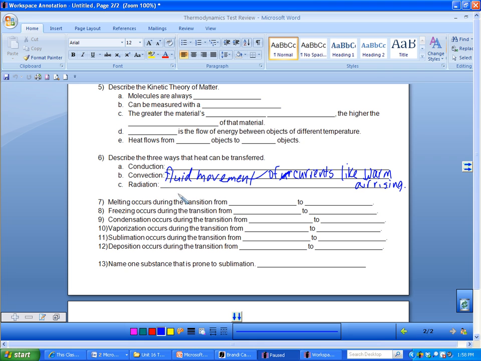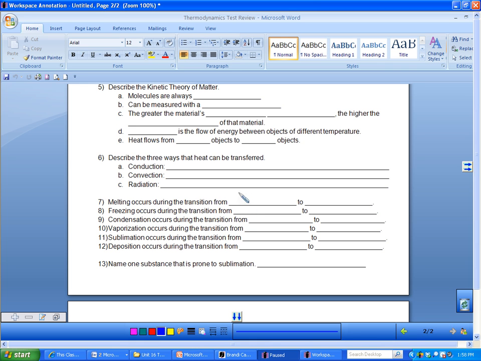Radiation is accomplished by electromagnetic waves, such as the sun or the microwave oven. Microwave ovens use electromagnetic waves. There we go.